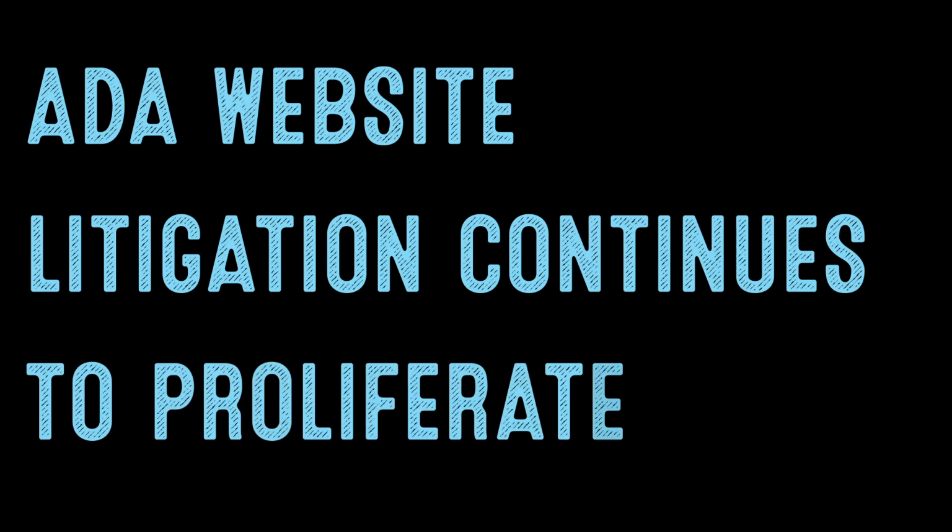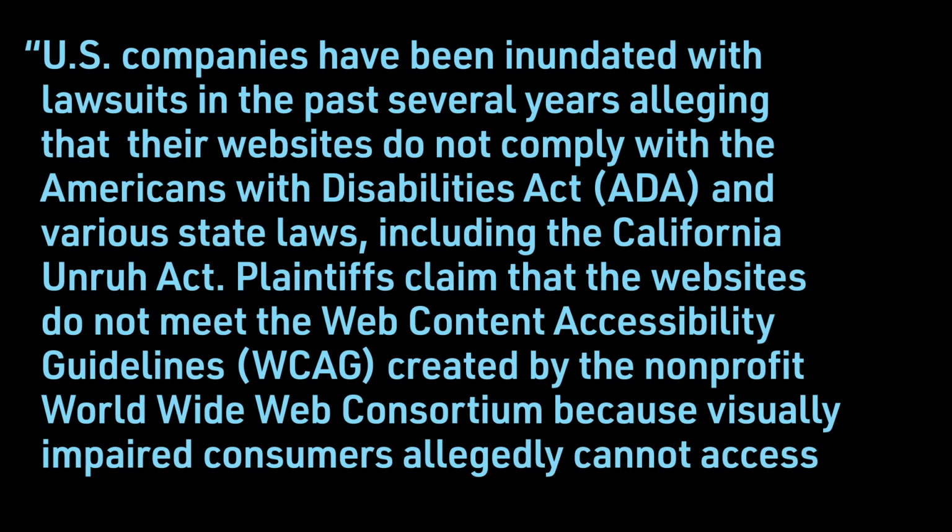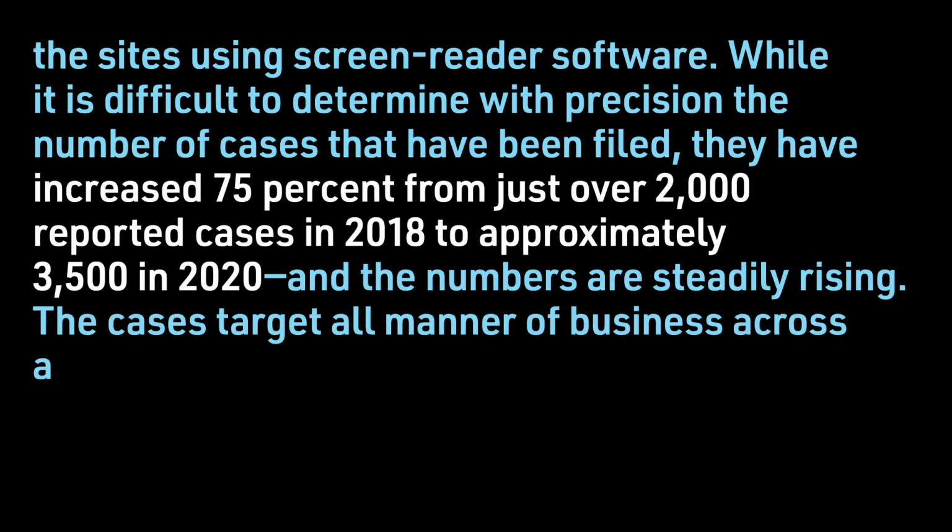From the National Law Review published June 2, 2021, ADA website litigation continues to proliferate in 2021. U.S. companies have been inundated with lawsuits in the past several years alleging that their websites do not comply with the ADA and various state laws, including the California Unruh Act. Plaintiffs claim that the websites do not meet the Web Content Accessibility Guidelines created by the nonprofit World Wide Web Consortium because visually impaired consumers allegedly cannot access the sites using screen reader software.